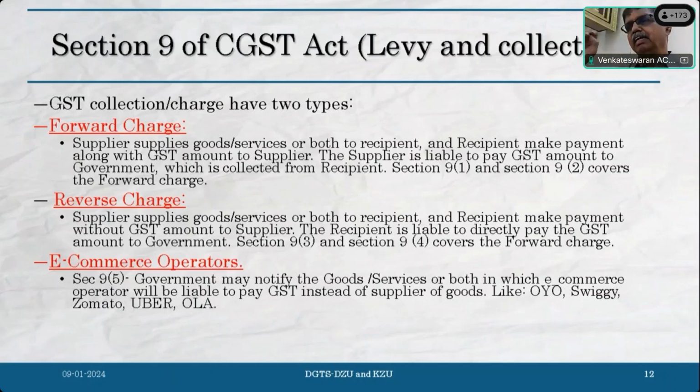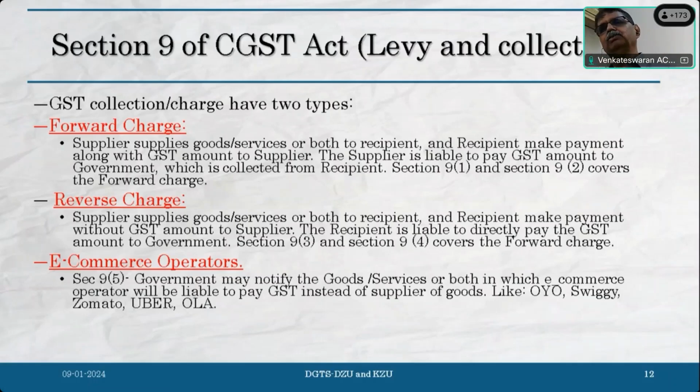So we have an e-commerce operator. That comes under section 5, where the government may notify goods and services on which the tax is liable to be paid by the e-commerce operator. It may be Oyo, Swiggy, Zomato, Uber, Ola, and there are many aggregators and e-commerce operators. As of now, section 9 indicates who is liable to pay and who is liable to comply with the provisions of the GST Act.